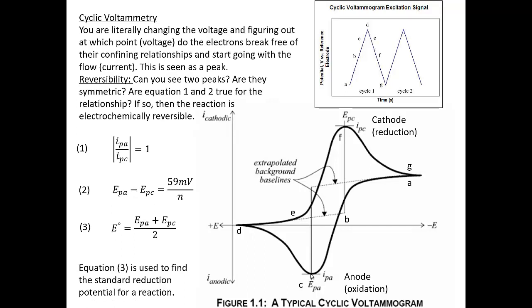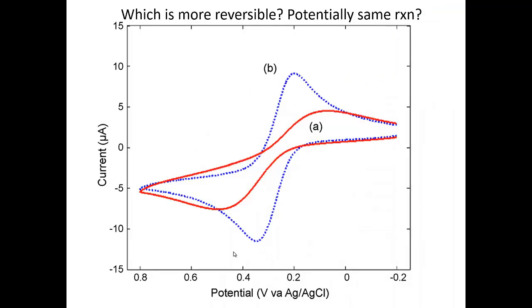And so with reversibility, when we're asking this question, can you see two peaks and are they symmetric? If equation 1 or 2 are true for the relationship, then the reaction is electrochemically reversible. Okay, and then equation number 3 is simply used to find the standard reduction potential for a reaction.